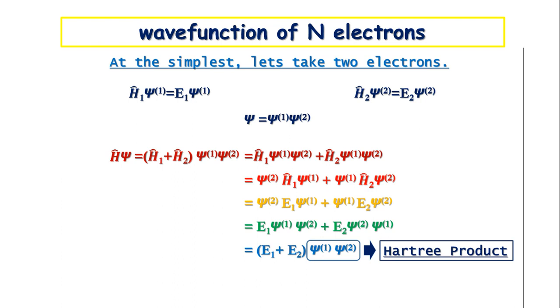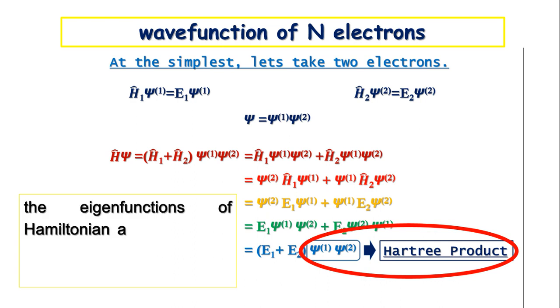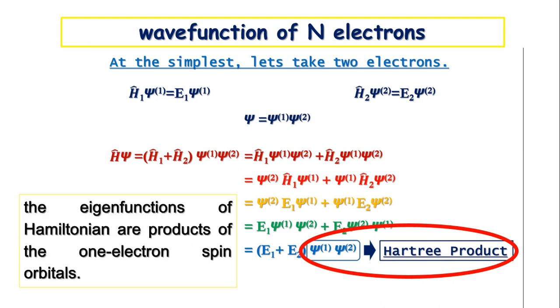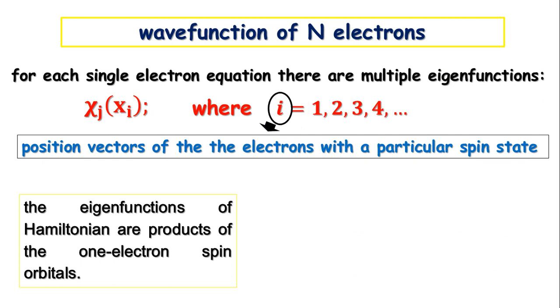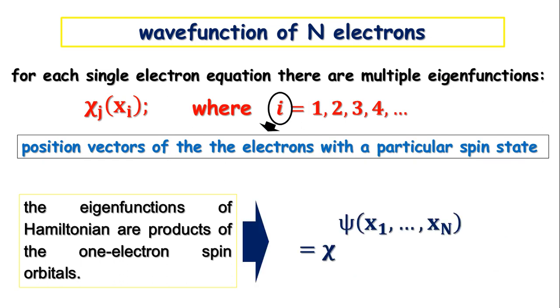this series, where we have proven the Hartree product, which says that the eigenfunctions of the Hamiltonian are products of the one electron spin orbitals. Hence, we can write the wave function of n electrons, psi equals chi j1 of x1 into chi j2 of x2, and so on up to chi jn of xn. This is our equation number 3.6.